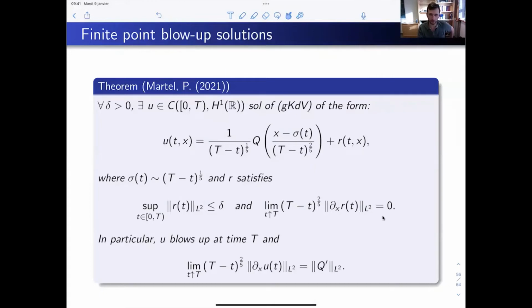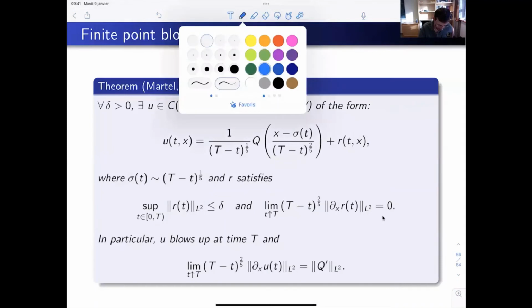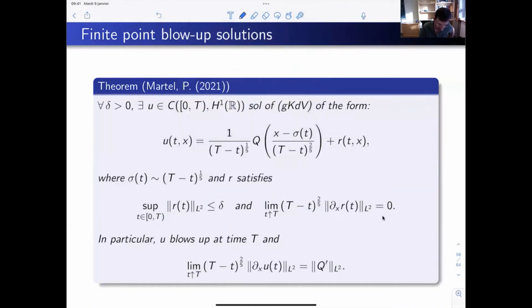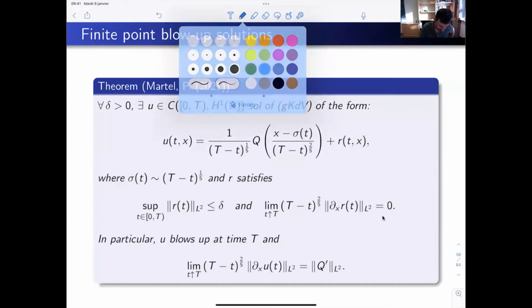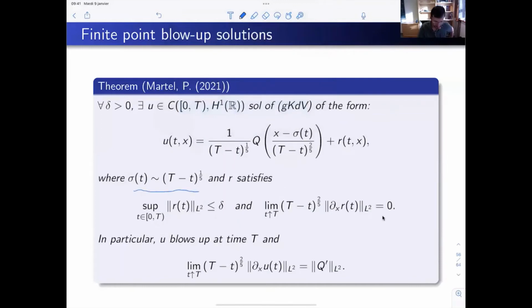And 2 over 5 is smaller than 1/2, and so in this case you see that the translation parameter is (T - t) to the 1 over 5. So this is going to 0 when t goes to capital T. So the solitary wave will concentrate, but instead of going to infinity, it will stop in finite time.